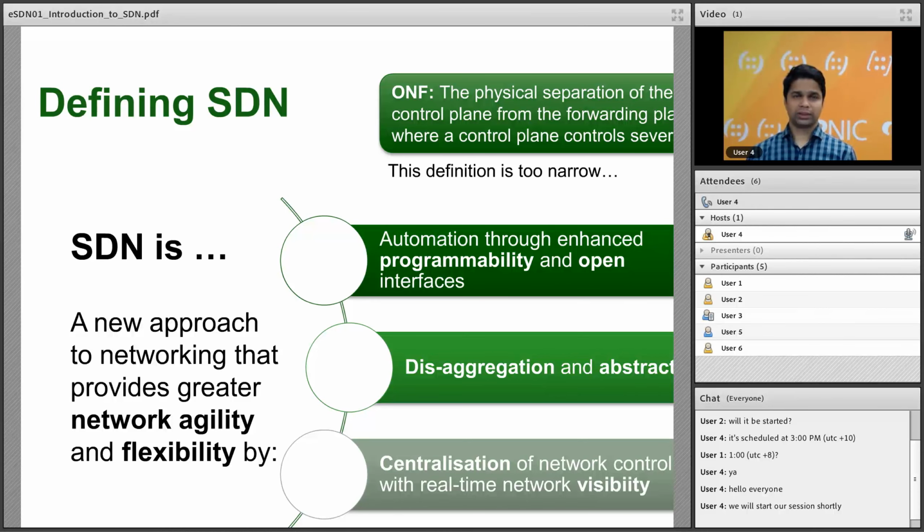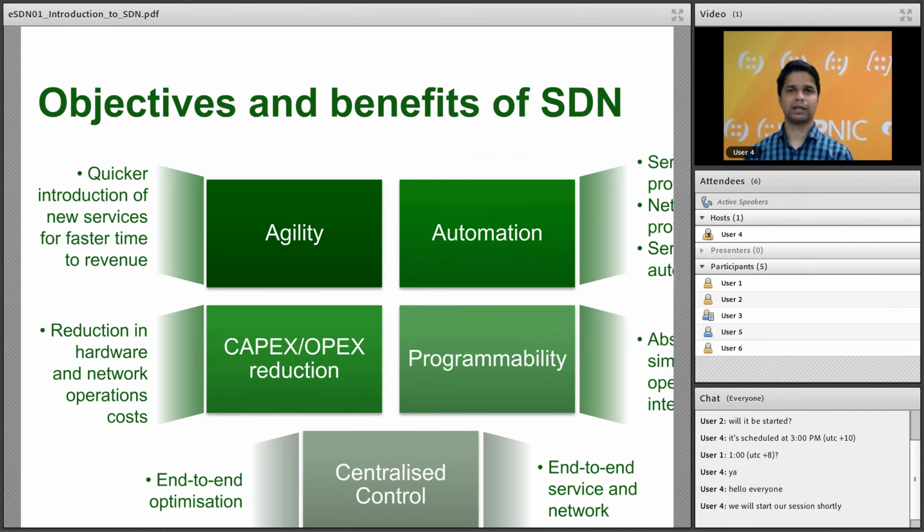So these are the few things we need to achieve. And if I do a quick recap of the keywords which we are focusing on, number one is automation. Number two is programmability with an open interface. And we have an abstraction layer with a centralized network control, centralization of the control plane, where we have real-time network visibility. So these are the key components we try to achieve by having SDN.